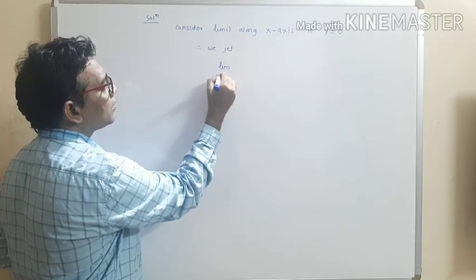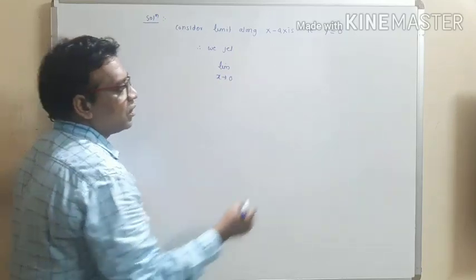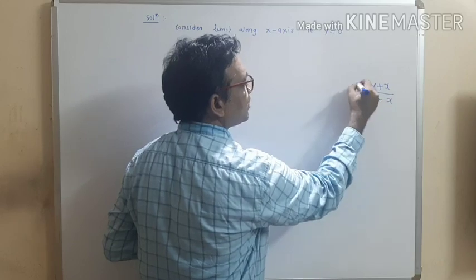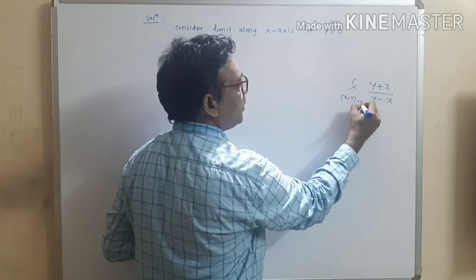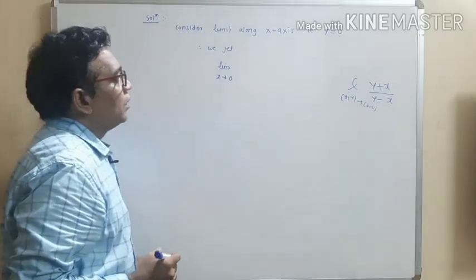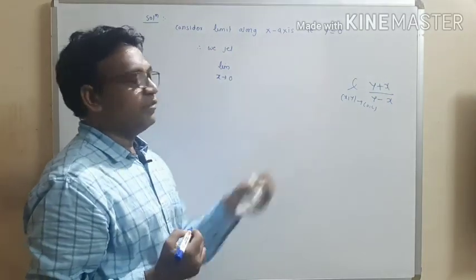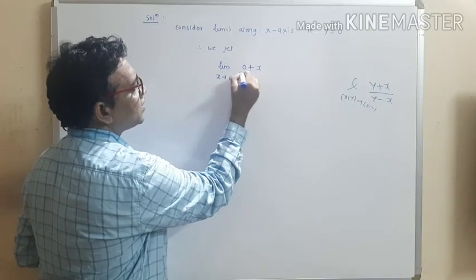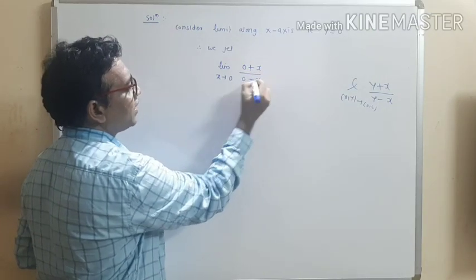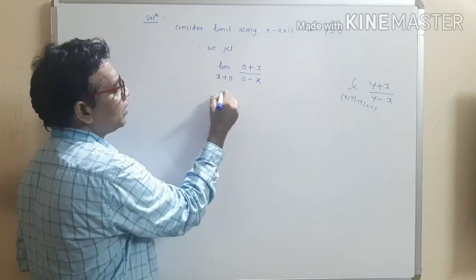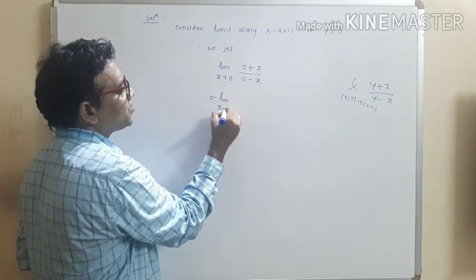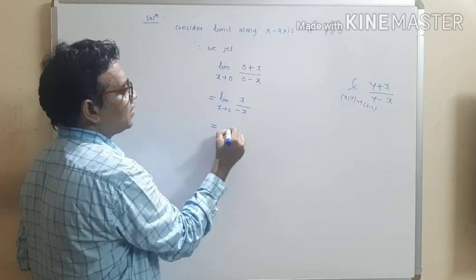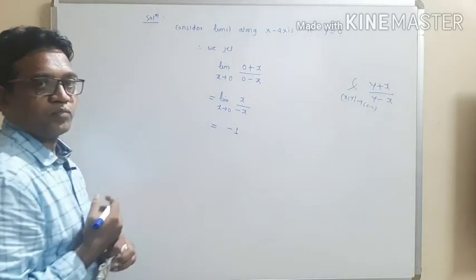limit x tends to 0. Now what is the given function? (y plus x) divided by (y minus x). We have to find the limit of this function. So now put y equal to 0 in the given function. That means we get (0 plus x) divided by (0 minus x). So this is equal to limit x tends to 0 of x upon minus x. So x gets cancelled. This is equal to minus 1.